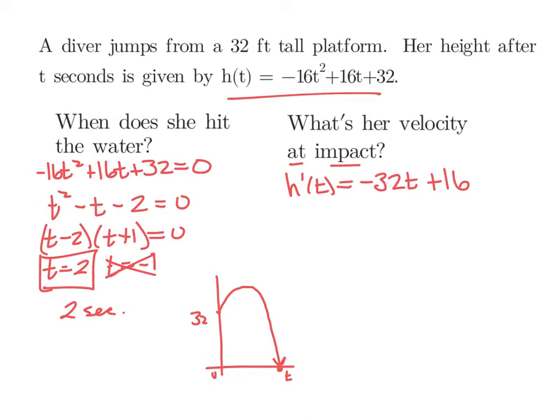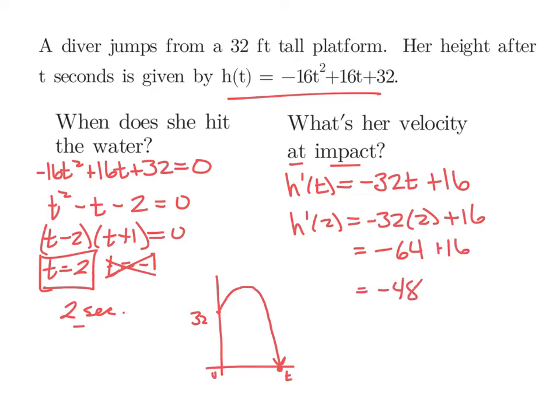And now we want to know the instant she hits the water, that's going to be at 2 seconds. So h prime of 2, and we get -48. Including the units with this, because we are given units, we know that the position is measured in feet and the time is measured in seconds. That's why we'll have that velocity in feet per second.